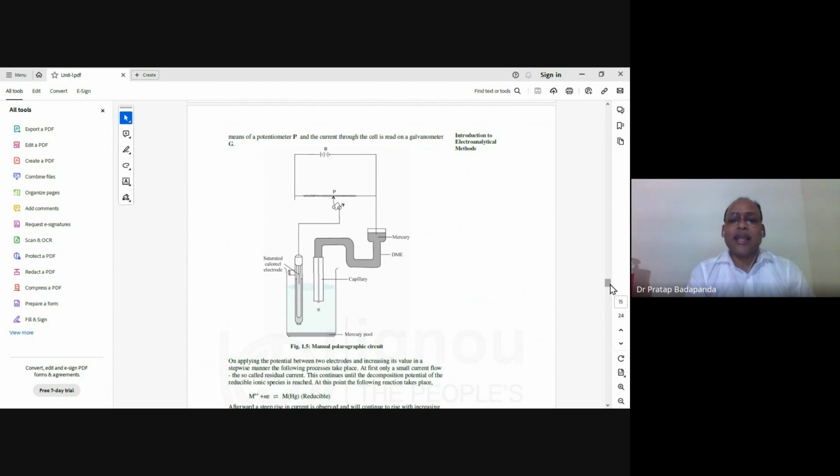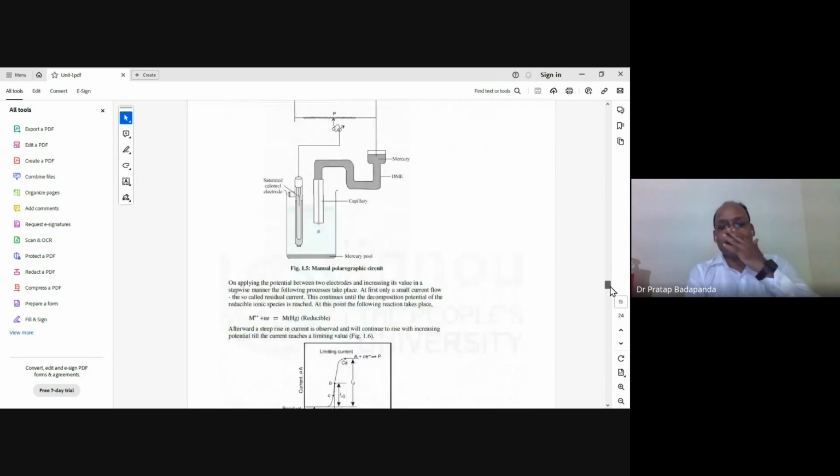the saturated calomel electrode will be off. Then an electrical difference will be created, and we can observe this in the differential potential. This is a simple method, but it is a very connecting method, right? When mercury drops down, it drops one by one. On the basis of that, we can calculate these particular things. Okay.